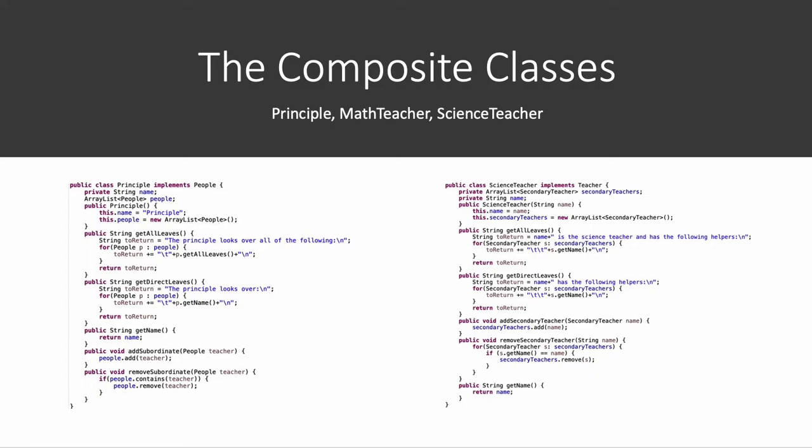The composite classes are the principal, the math teacher, and the science teacher. In the composite classes, there's a list and a string identifier. These classes contain the operations, which for this example of showing hierarchy are just get direct leaves and get all leaves. These operations are designed to show the hierarchy of the school.